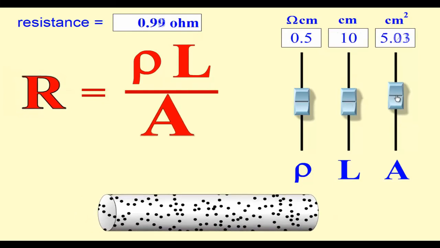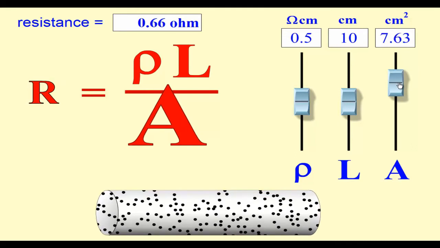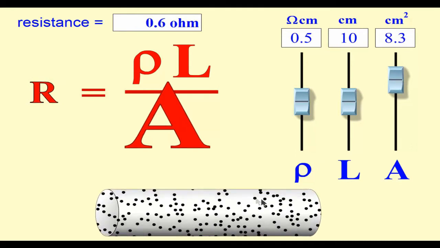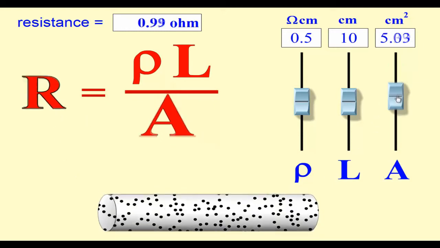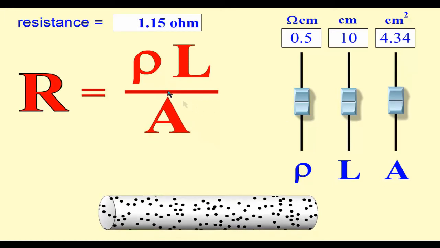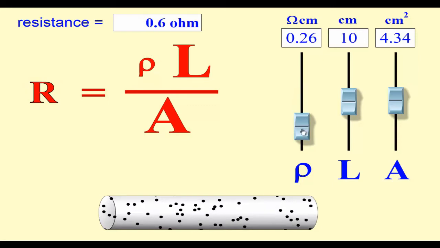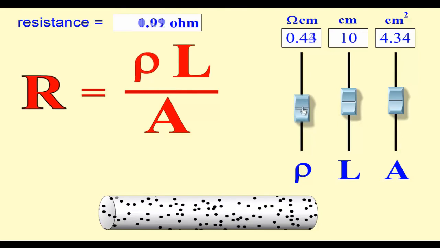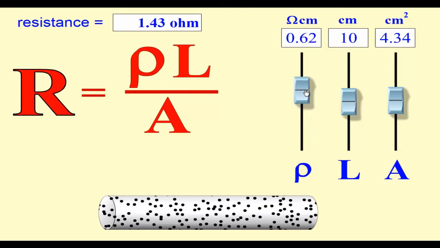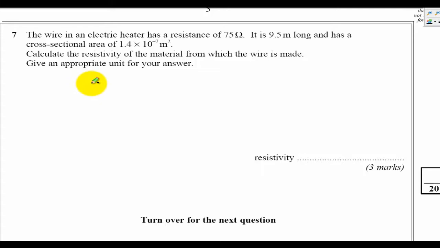If we increase the cross-sectional area, we're providing more room for electrons travelling along the wire, so we're increasing the current, which means we're reducing the resistance. And if we change the material the wire is made out of, that will change the resistivity. So we have a low resistivity like copper, so we have a low resistance, or a high resistivity like nichrome and have a high resistance.